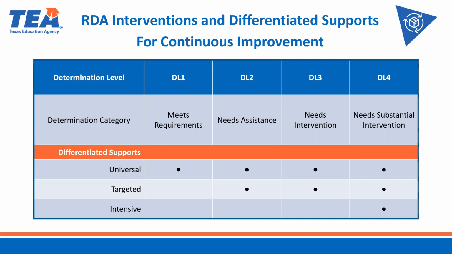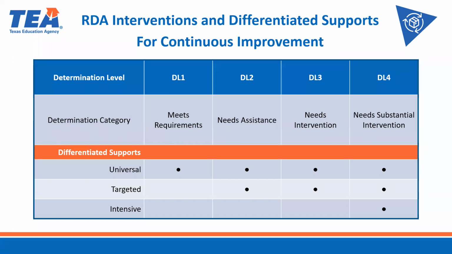Examples of targeted supports are, but are not limited to, free online modules, referral to statewide technical assistance networks, targeted ESC workshops, family resources, program guidance, frequently asked questions, professional development with follow-up support, TEA feedback and assistance in completing the strategic support plan, and bi-monthly collaboration with TEA regional teams.